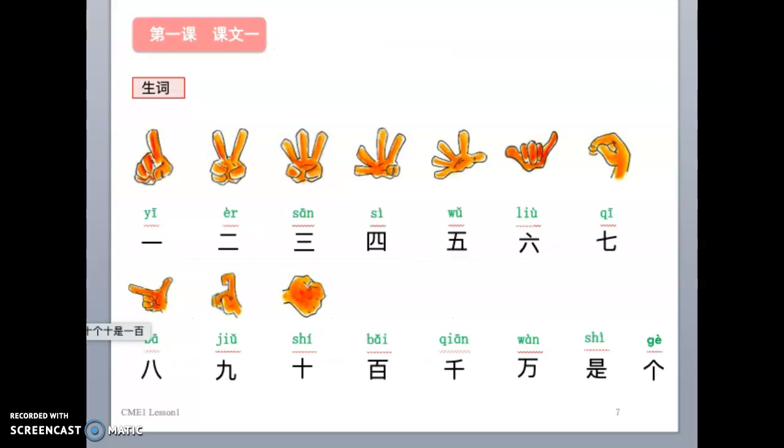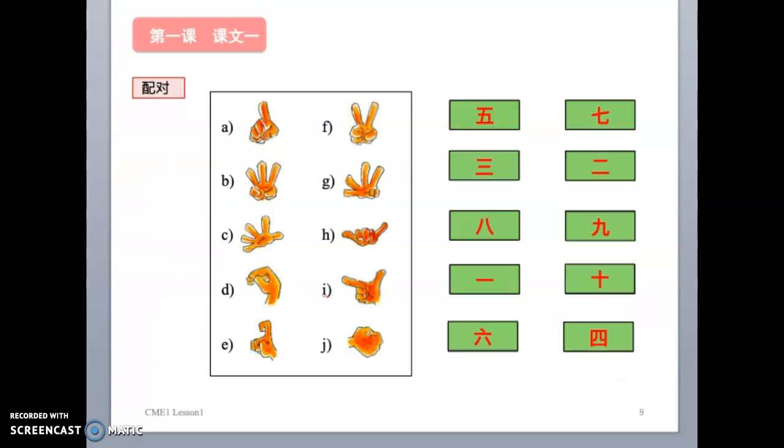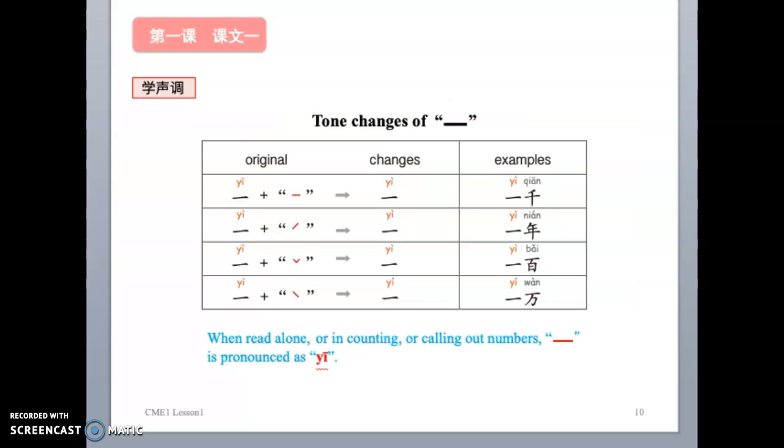Here again, they're reviewing the numbers that we just went over and giving you an exercise of matching hand signals with hand gestures with numbers, and matching the Hanzi with the hand signals. Here they're talking about tonal changes, 1千, and how that comes out when you state things together.